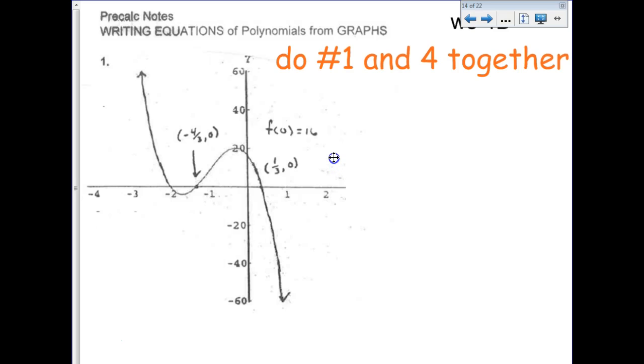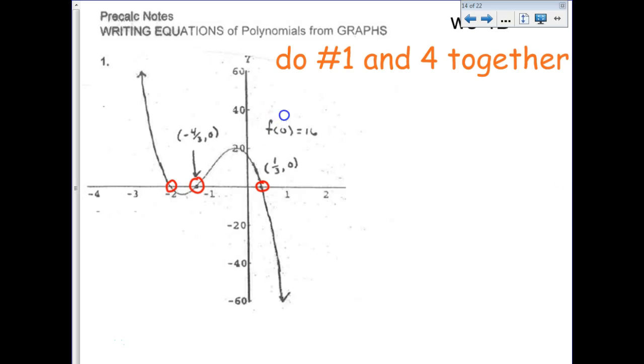Oh boy. So let's start with, I guess we're going to do numbers 1 and 4 together, which means you get to finish the other ones. So this feels like an important clue. And this feels like an important clue. And this feels like an important clue.